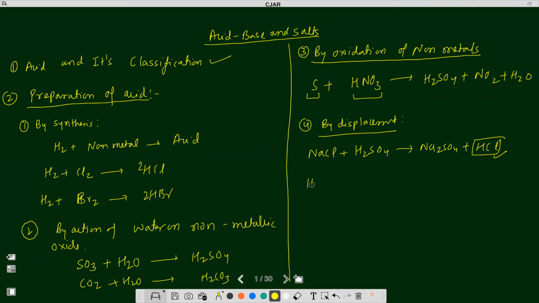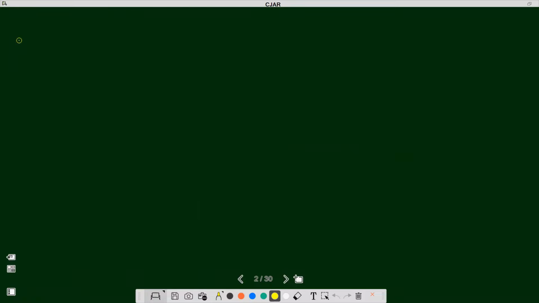Now, the third topic is properties of acid. We have already covered this part, for example taste and physical state. Understood? We have already covered this one. Now, after the properties of acid, we will discuss the chemical properties.